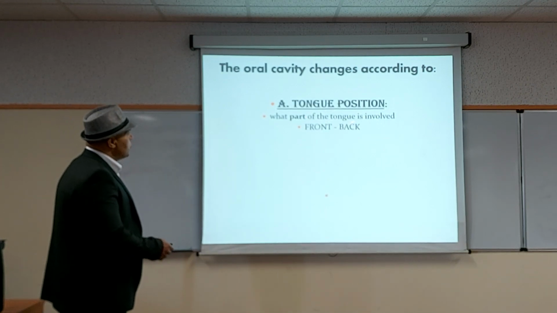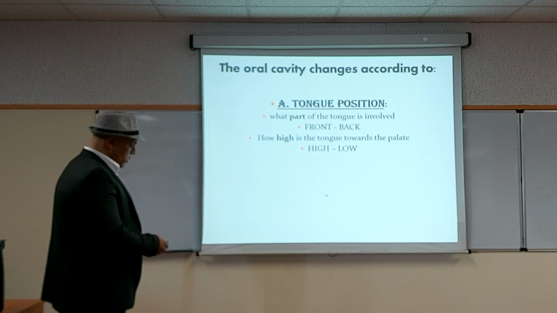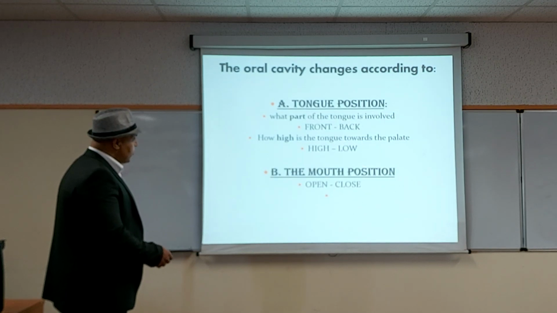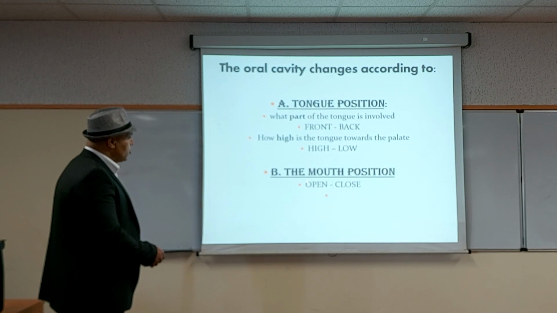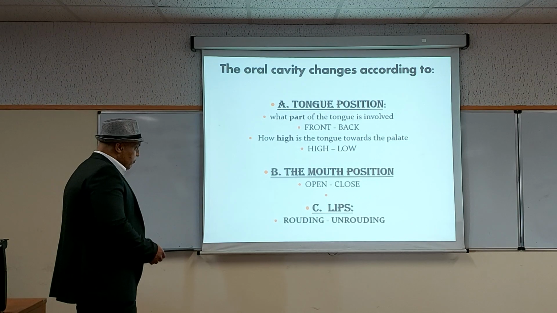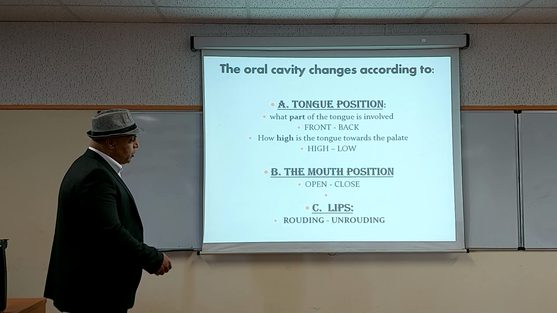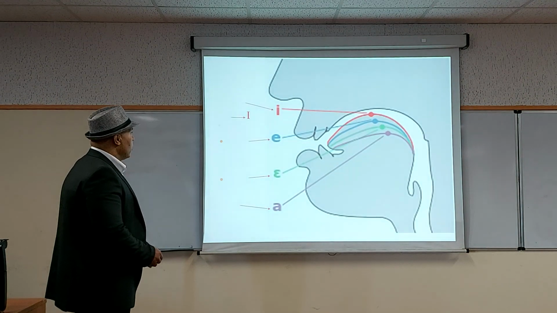Tongue position: what part of the tongue is involved? Is it the front part or the back part? How high is the tongue toward the palate? Is the tongue high or low? And the second one is the mouth position, whether the mouth is open or closed. Then we have the lips, whether the lips are round or they are flat, which is unrounded and rounded.